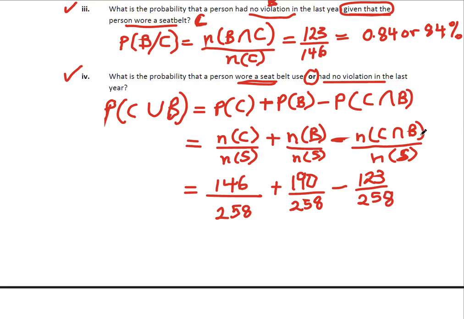This intersection here of the two events represents a joint probability because we're calculating here the probability of two events taking place together, which is wearing a seatbelt and having no traffic violations. The intersection is read as and, while the union is read as or.